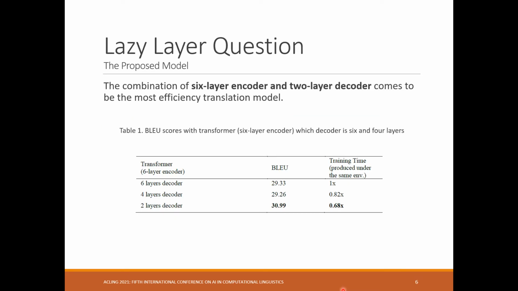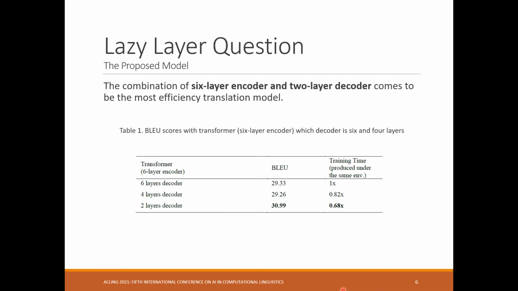Second, we think there are some lazy layers in transformer, so let's make some experiments to prove it. We attempt to figure out whether the transformer needs so many encoders and decoders in a particular translation dataset. We implement it in various encoder and decoder combinations. The arrangement of combinations we proposed is considered with transformer as the baseline. Finally, the combination of 6-layer encoder and 2-layer decoder comes to be the most efficient translation model. It can be balanced in training time, inference time, and the number of model parameters.